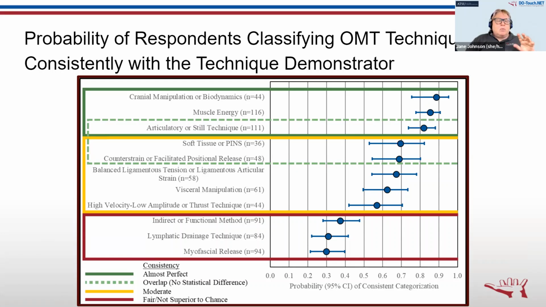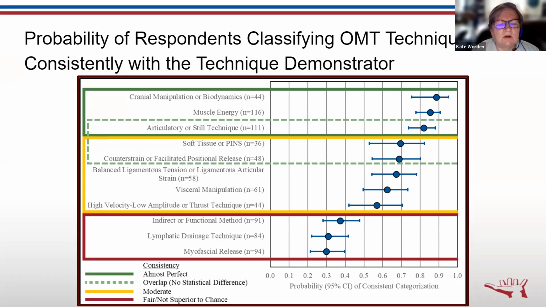And then we have some in the middle there. That little dotted line bracket means there's no statistical difference between those three categories. But basically we have really good, okay, and not good.